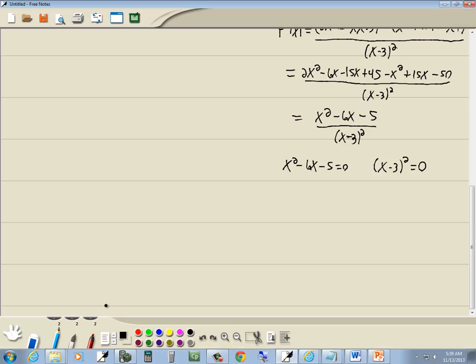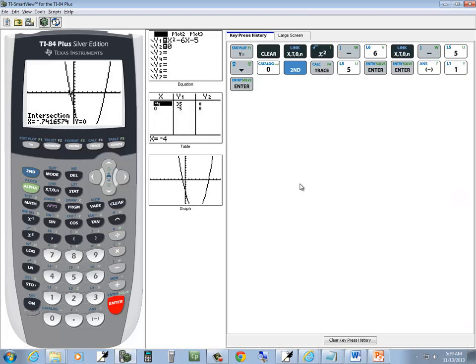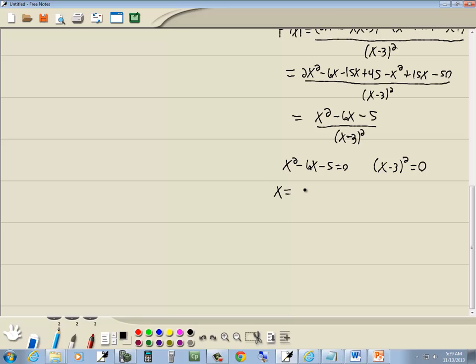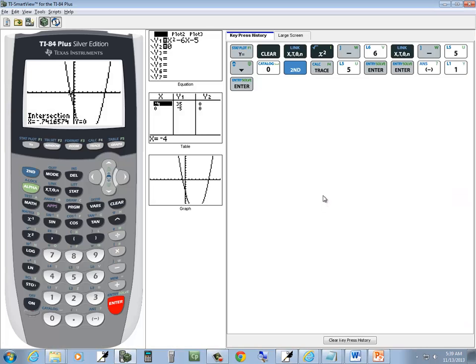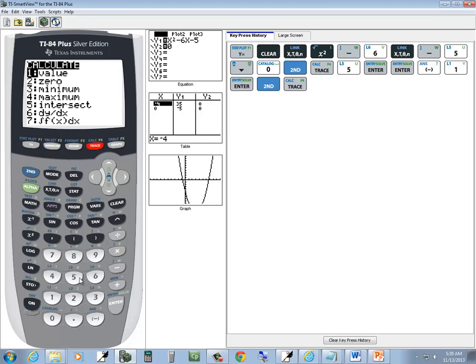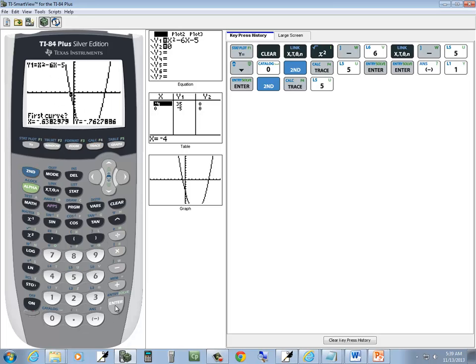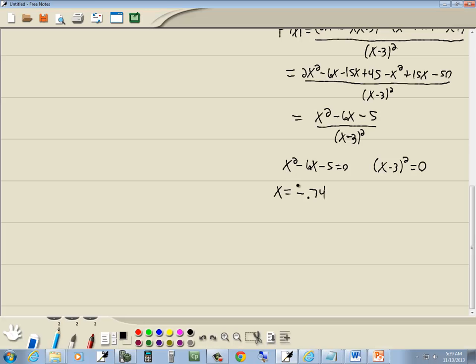It's not. We got x is equal to negative 0.7. Let me take it to 2 decimal places. Negative 0.74. Let's find our other one. So we'll do second trace, choose intersect, enter our first curve, enter our second curve, and we put 8 in. And we get 6.74. So x equals 6.74.